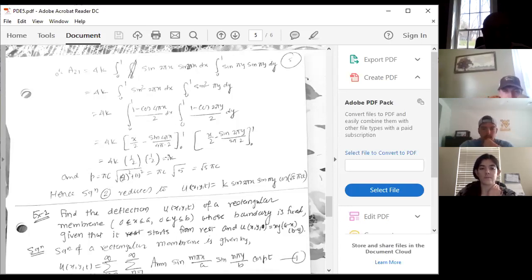Integration gives x by 2, minus sine 4 pi x by 2, between 1 and 0. So this part will be 0. This part will be 0. Only 1 by 2 and 1 by 2 in the product remain. 1 by 2 and 1 by 2, the 4 will get cancelled out. Only k is left.